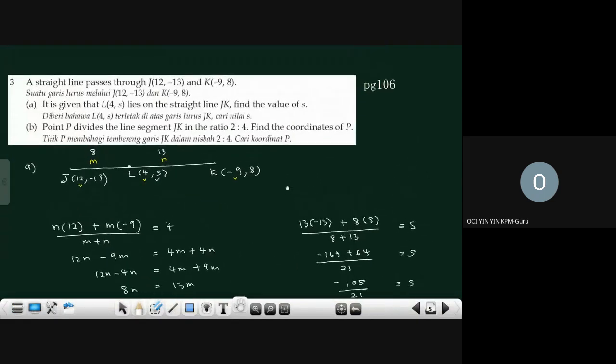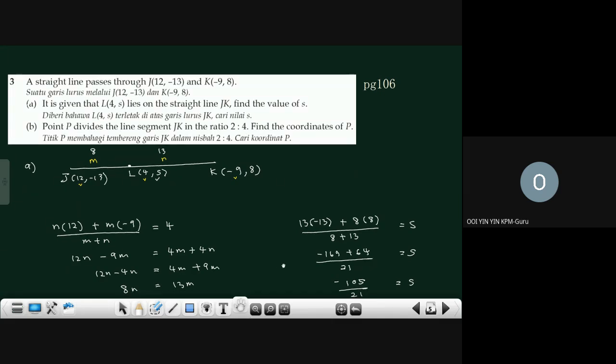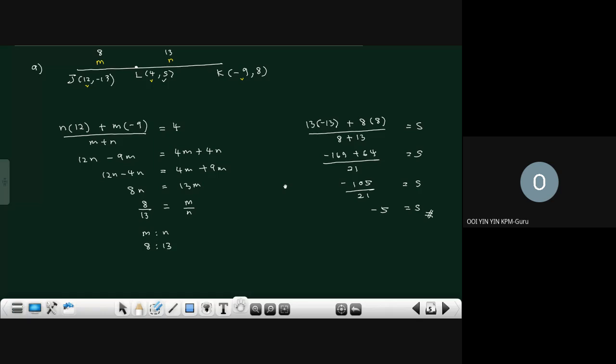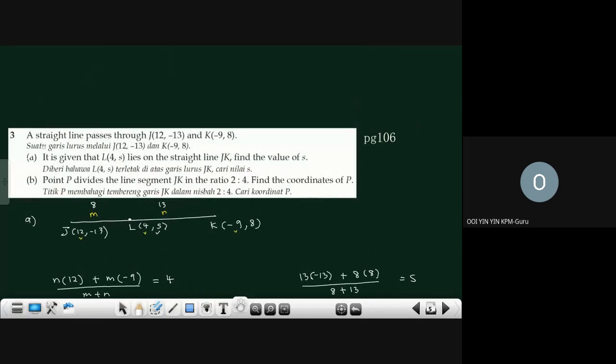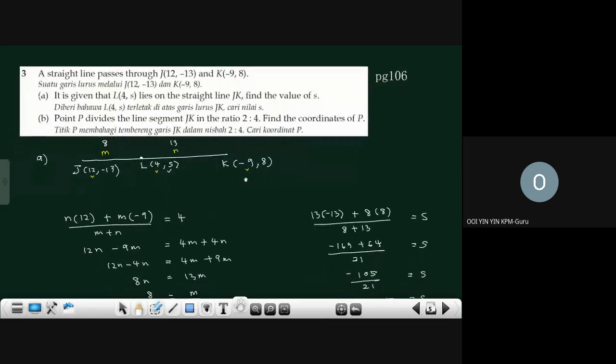Now we go to B. Point P divides the line segment JK in the ratio 2:4. Find the coordinates of P. Okay, so now there's a new question. If you can see, even though they're using the same line JK, the situation given here now is a new situation, P. There's nothing to do with your L already. L is already done in your A. So now it's focused on your second question.